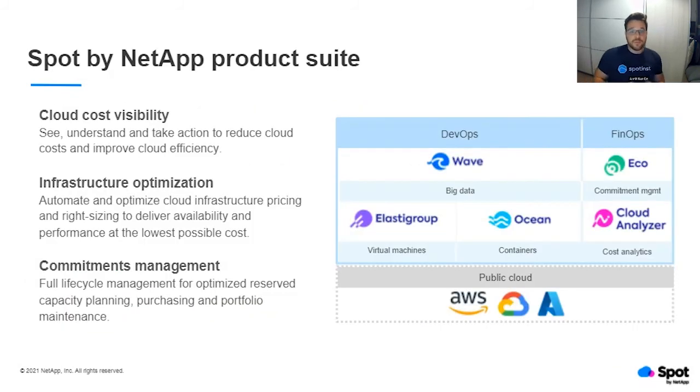A little bit about our portfolio. We have products in three main areas: cloud cost visibility, where you can see Cloud Analyzer. We have infrastructure optimization, where you can actually see the DevOps space, where we help you optimize your applications in terms of the infrastructure behind the scenes. And we have the commitment management, which is Eco specifically, where we manage your commitment plans based on the actual consumption of what you're using.